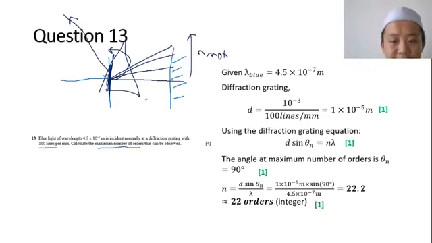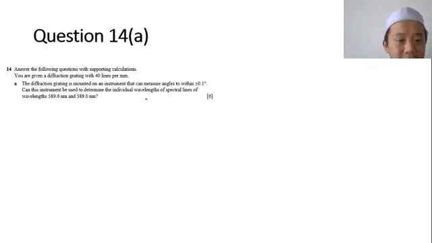Question number 14. Okay. Last question. Bertahan lagi ya. Question number 14, dia ada two parts, part A and part B. Answer the following questions with supporting calculations. You are given a diffraction grating with 40 lines per millimeter. Daripada progression 11, 12, 13, 14 tu dia punya diffraction grating tu semakin semakin sikit kan. The diffraction grating is mounted on an instrument that can measure angles to within plus minus 0.1 degrees.